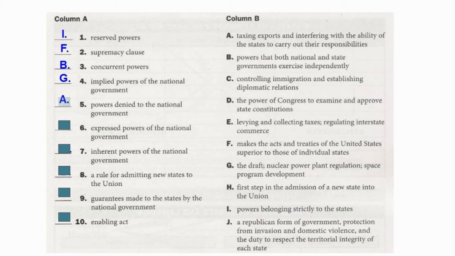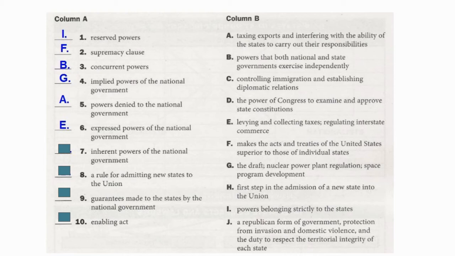And number 5, powers denied to the national government. These are basically letter A here, taxing exports and interfering with the ability of states to carry out their responsibilities. The federal government cannot interfere with state governments as far as their day-to-day implementation of their laws. Number 6, we have letter E, the levying and collecting of taxes and regulating of interstate commerce.